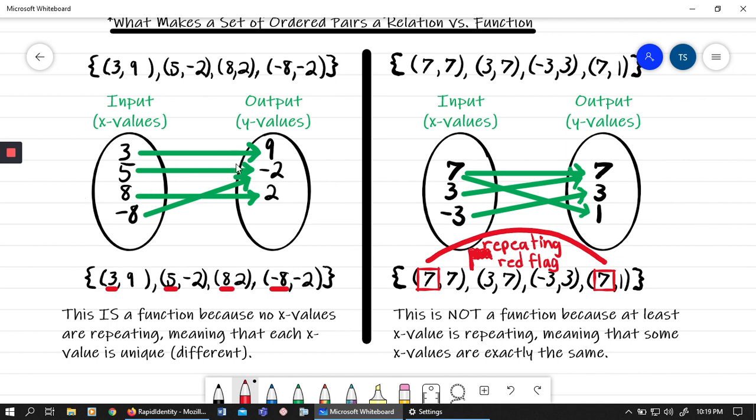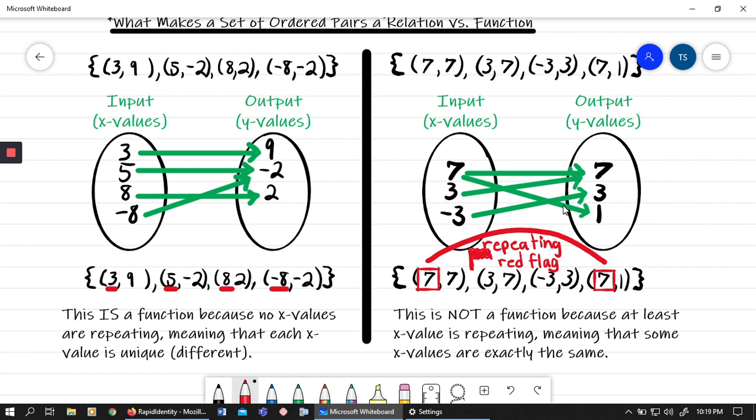As you look at the set of ordered pairs on the left side, you notice here that there are no repeating x values. You've got all unique x values, all different x values. For this set of ordered pairs on the left, you've got the x values 3, 5, 8, and negative 8. They are all unique x values, and because there are no repeating x values, this is a function.